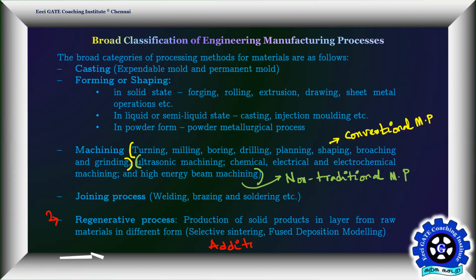Sir, so conventional and unconventional, we will both be studying, and next is the joining process again. In the joining process, we'll be discussing different principles of welding, like arc welding, gas welding, and all, right? Yes, sir, tungsten inert gas welding. Yes, excellent, we will discuss that. In the regenerative process, we study selective laser sintering and additive manufacturing processes, like SLS, FDM, and LOM, laminated object manufacturing, and all. We'll be discussing them.